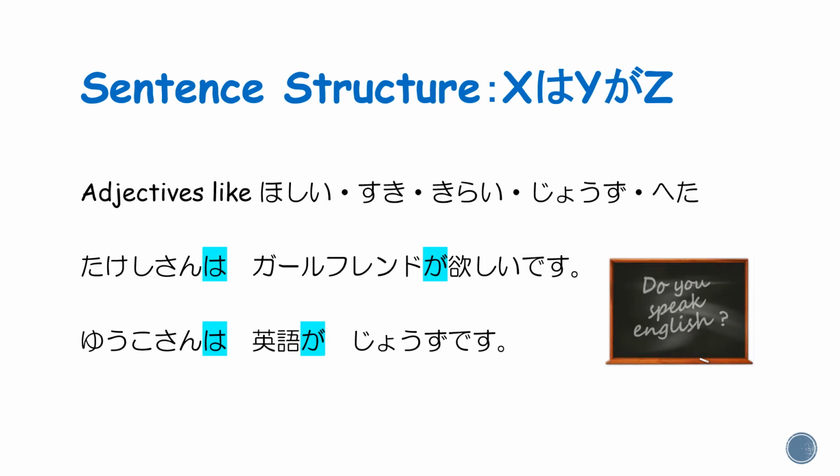The fifth group is the adjectives like 欲しい, 好き, 嫌い, 上手, and 下手. たけしさんはガールフレンドが欲しいです. たけし wants a girlfriend. ゆうこさんは英語が上手です. Yuko is good at English.